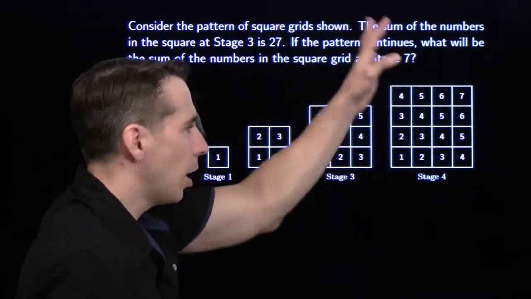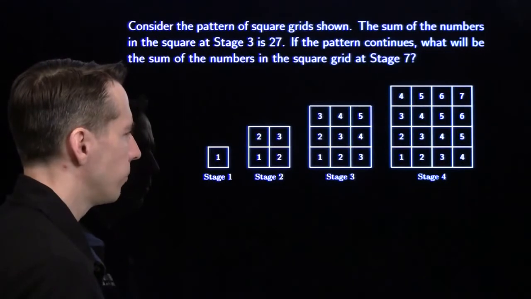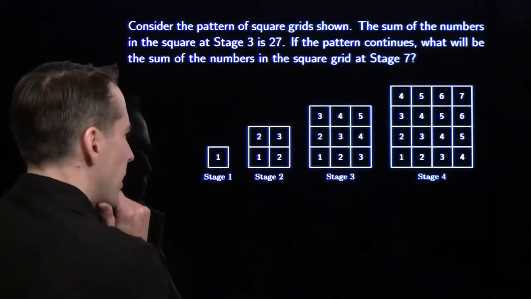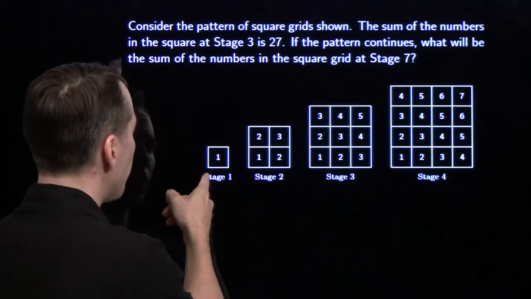I mean, we can just add them up column by column, and that would be pretty simple, too. But I don't want to do that. I want to find something a little more clever. We're going to find a pattern. Figure out why the pattern works, solve the problem.